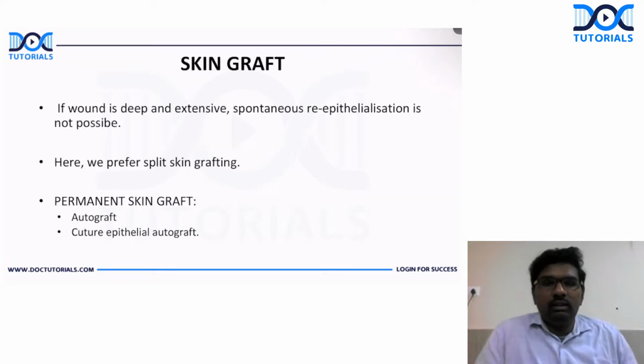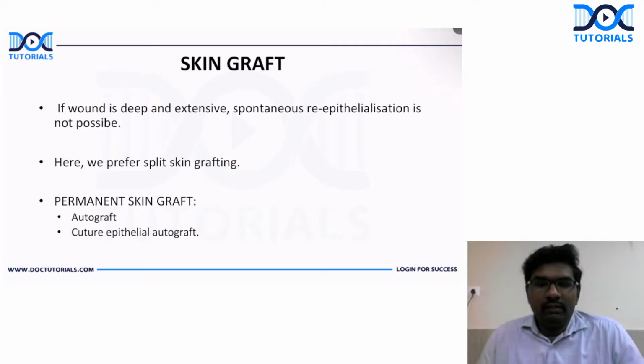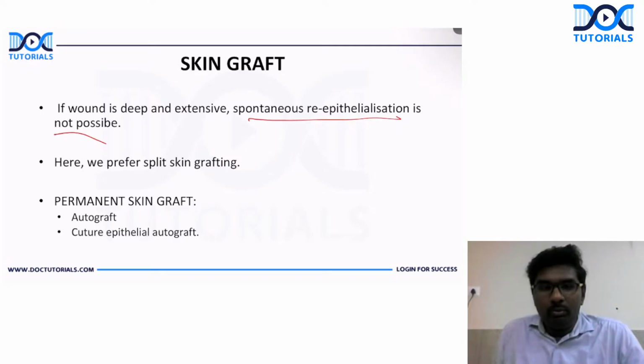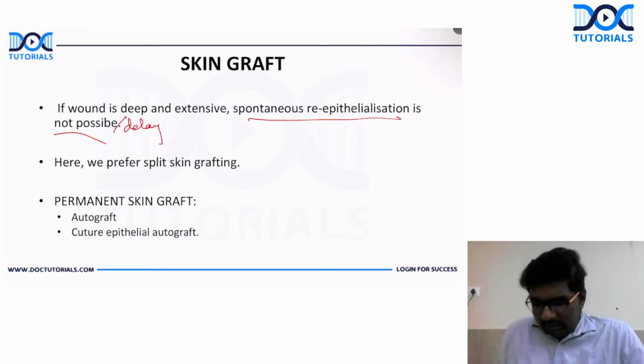So after healing, what can be done? We have cleansed the wound, and the wound is free of infection, but the wound is larger in surface area. So there is no infection in the injury area, but the injured area is bigger in size. Then you will go for skin grafting. So what are the indications for skin grafting? Deeper wound, and an extensive wound with no infection in it, and spontaneous re-epithelialization is not possible or will take time.